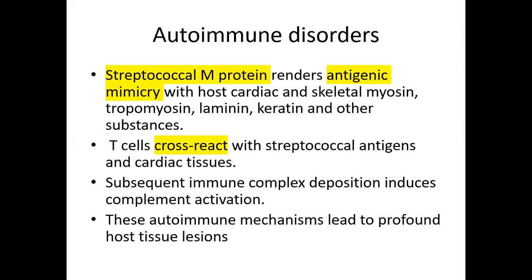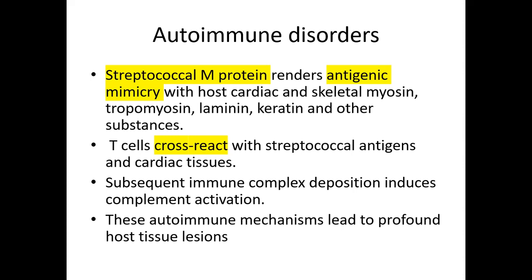And streptococci are associated with autoimmune disorders like rheumatic disease. Streptococcus M protein renders antigen mimicry with host cardiac and skeletal myosin, tropomyosin, laminin, keratin, and other substances. T cells cross-react with the streptococcal antigen and cardiac tissue. Subsequent immune complex deposition induces complement activation. This autoimmune mechanism leads to profound host tissue lesions.